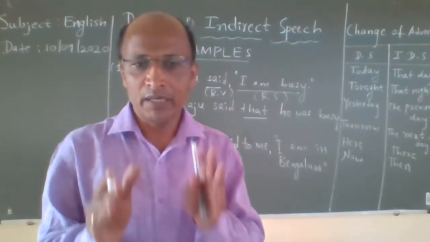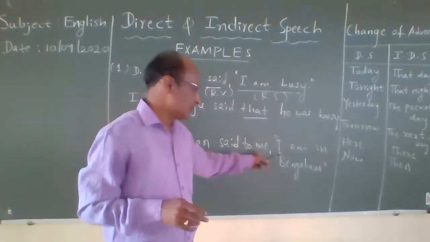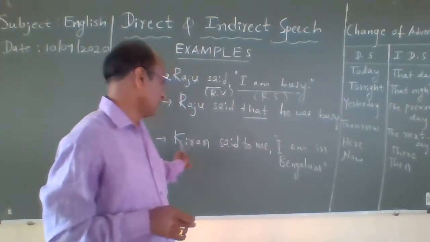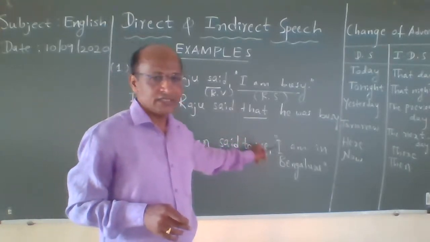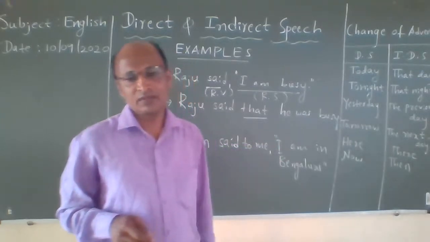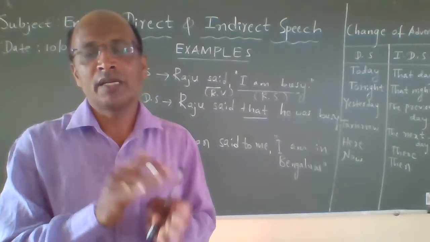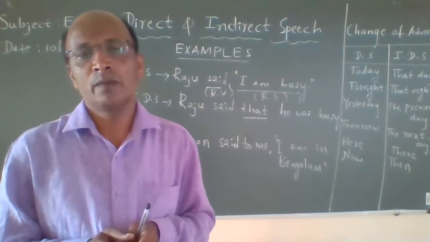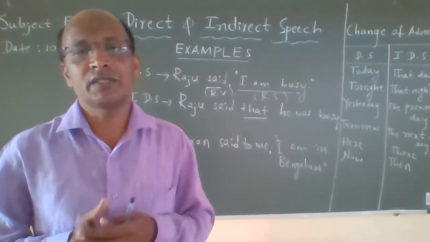He was in Bengaluru. In this sentence, I refers to Kiran. So I will change to he, and am will change to was. We have changed from direct speech to indirect speech with the rules, with some changes.